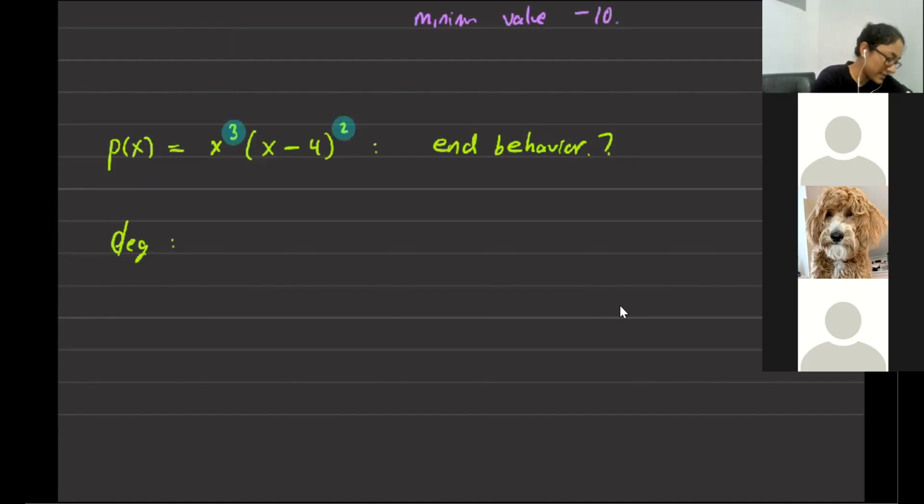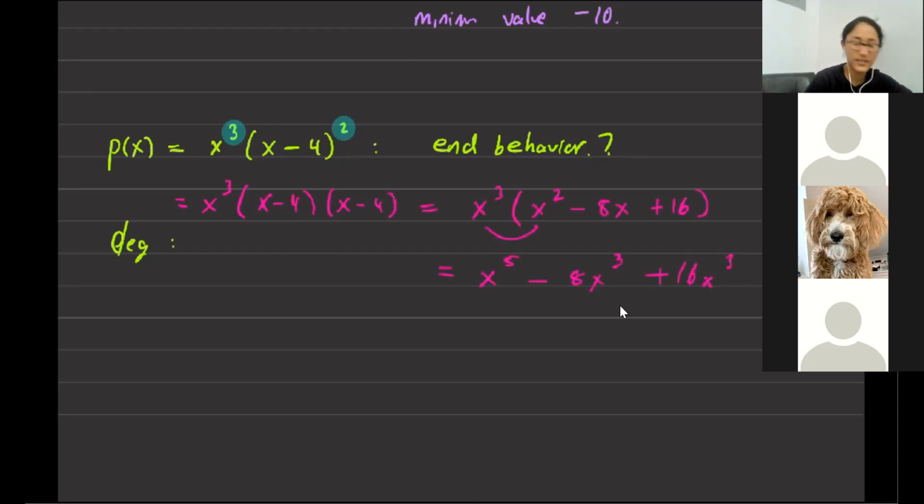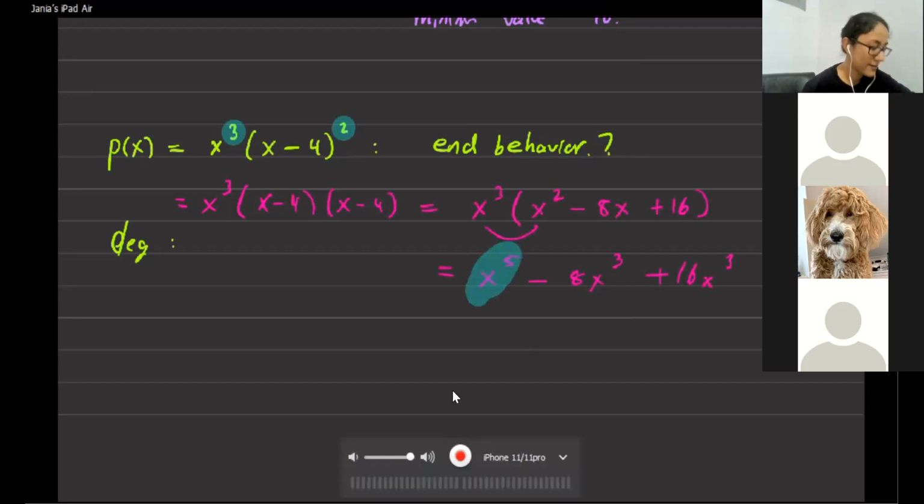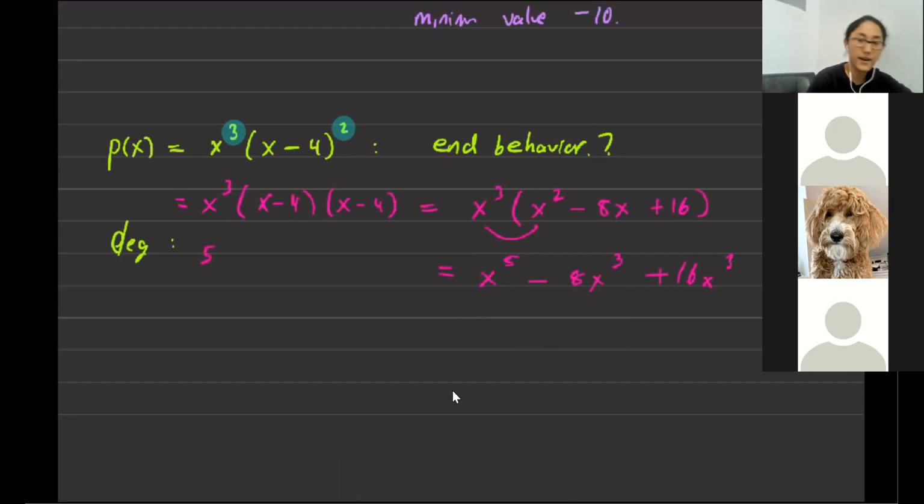Let me show you how you would expand this. You don't really have to expand it. You can just look at the highest powers and add them up. So this is x to the 3rd, times (x minus 4) times (x minus 4). If you expand this, you have x cubed times (x squared minus 8x plus 16). And then here's your highest power, x to the 5th minus 8x to the 4th plus 16x cubed. You see that the highest power is right here. I don't know if you can see that, sorry, it's a weird color. So you see that the degree is 5.